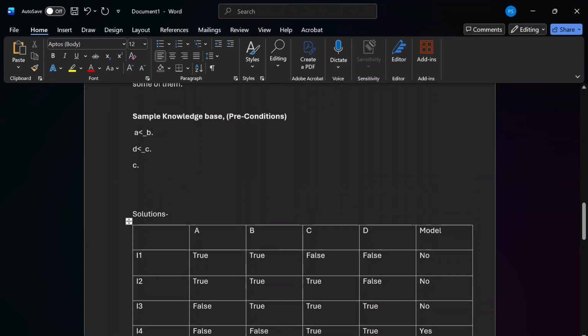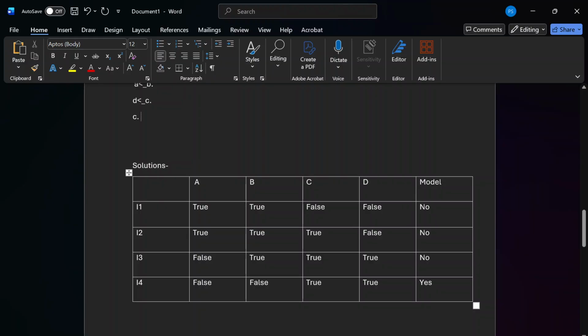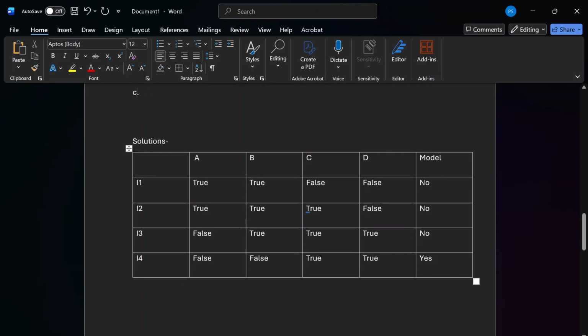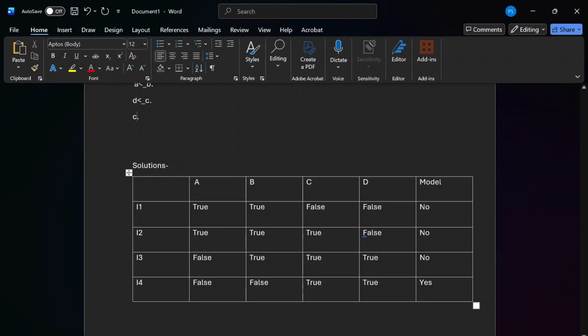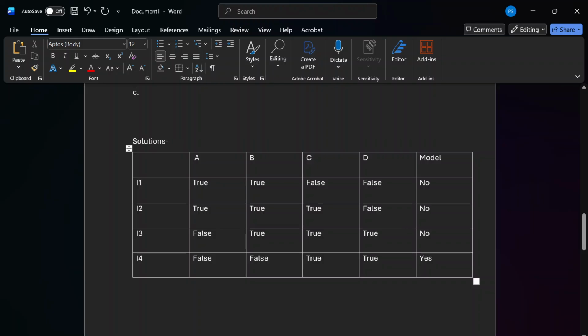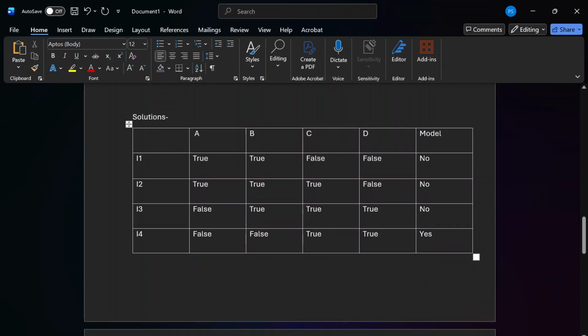So for the first one, C is false, but C must be true in every situation, so it's not a model. Second, here we can see that if C is true, then D must be true, but it's false here, so it's not a model. Third, if B is true, A must be true, but it's false here, so it's not a model. And fourth, AB is false and CD is true. That's the only valid solution here.